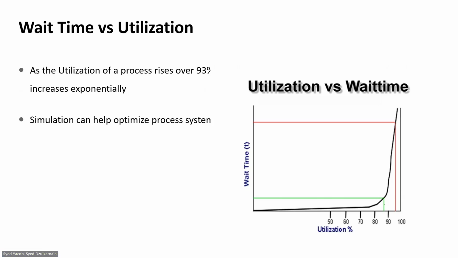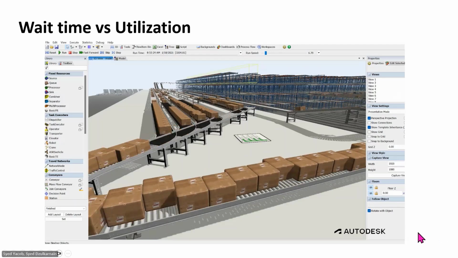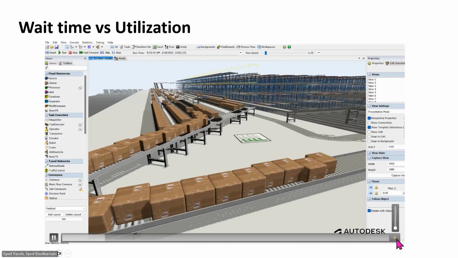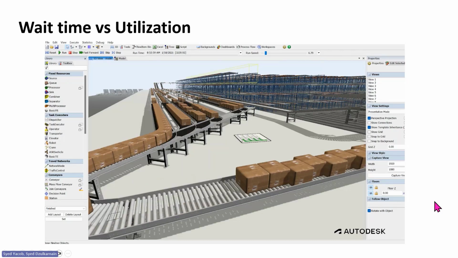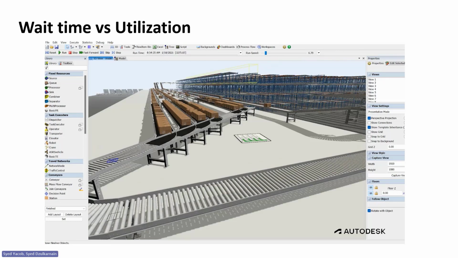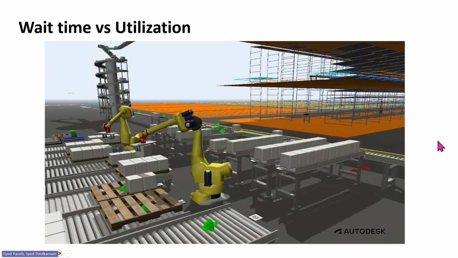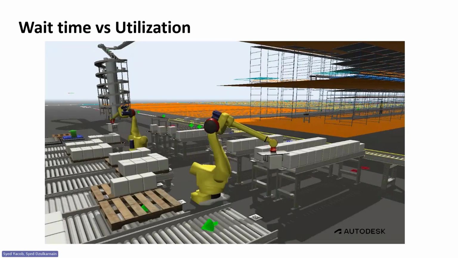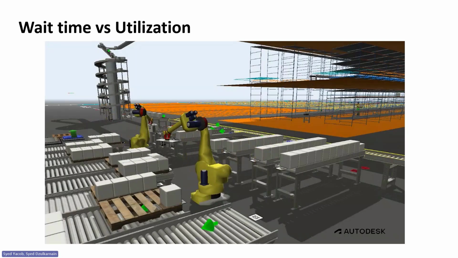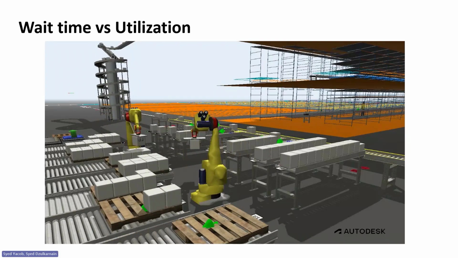Here is an example of wait time versus utilization. As you can see in this video, all the boxes move on the conveyor, right? At the back, you can see some conveyors are stopping. That's the bottleneck. So maybe you can set how much is the maximum before the roller needs to move. Let's say line 1, line 2, line 3, and so on. So what is the best interval time?